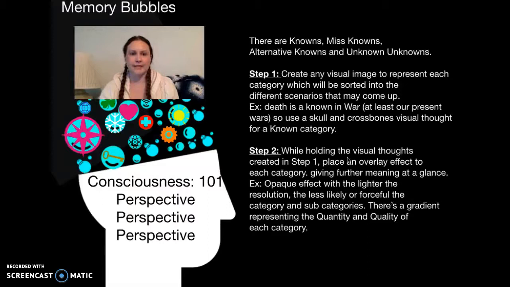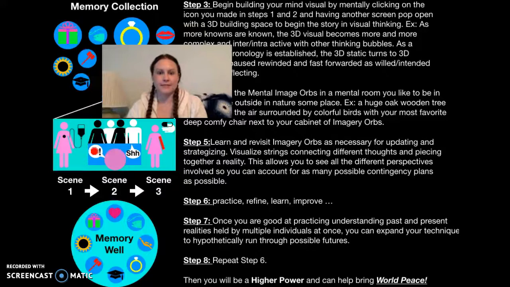Just play around with different overlay effects so that at a distance you can get a feeling in your body about any faulty foundations in that memory. That's just why this stuff comes up first. Number one, create the shell before you enter a conscious now, and then two, remember to put in place overlay effects. So then we get to steps three, four, five, six, seven, eight.